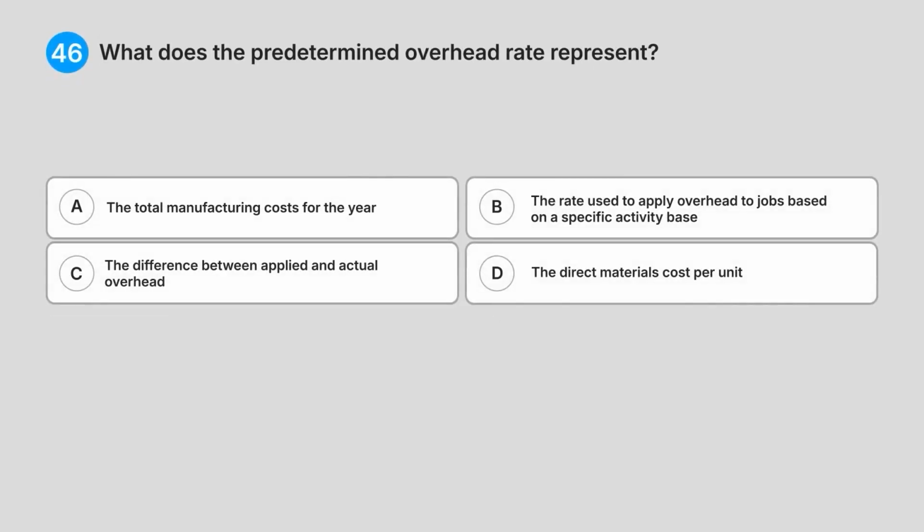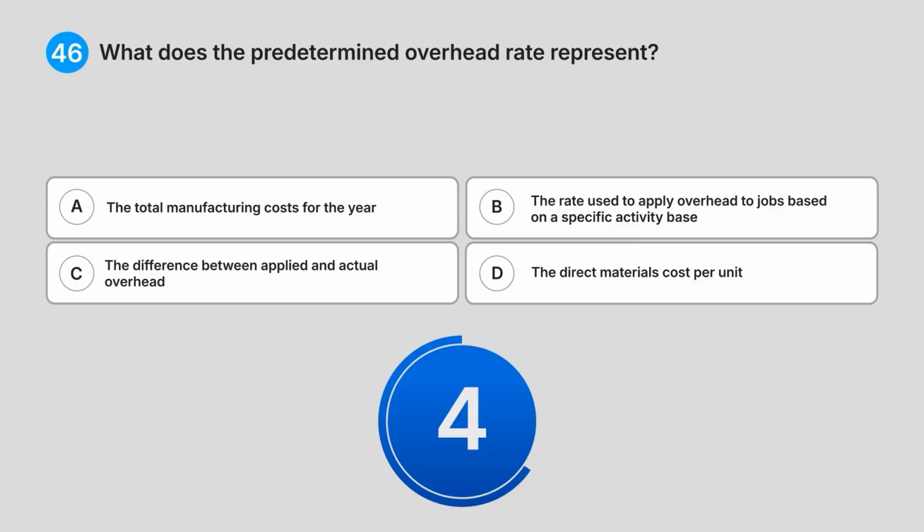46. What does the predetermined overhead rate represent? A. The total manufacturing costs for the year. B. The rate used to apply overhead to jobs based on a specific activity base. C. The difference between applied and actual overhead. D. The direct materials cost per unit. What do you think is the answer?